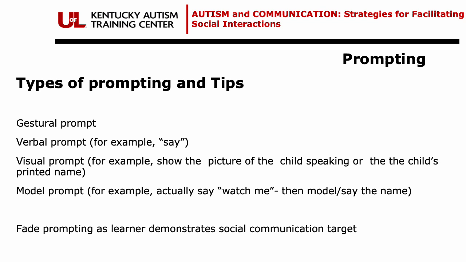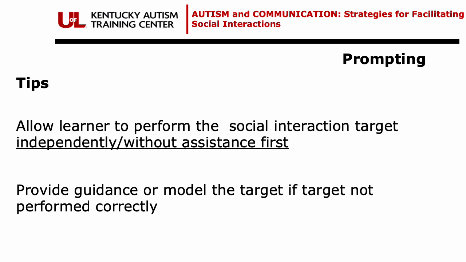Allow the learner to perform the social interaction target independently, without assistance, first, and provide the guidance or model of that target if the target is not performed correctly, using the types of prompts that we previously outlined.